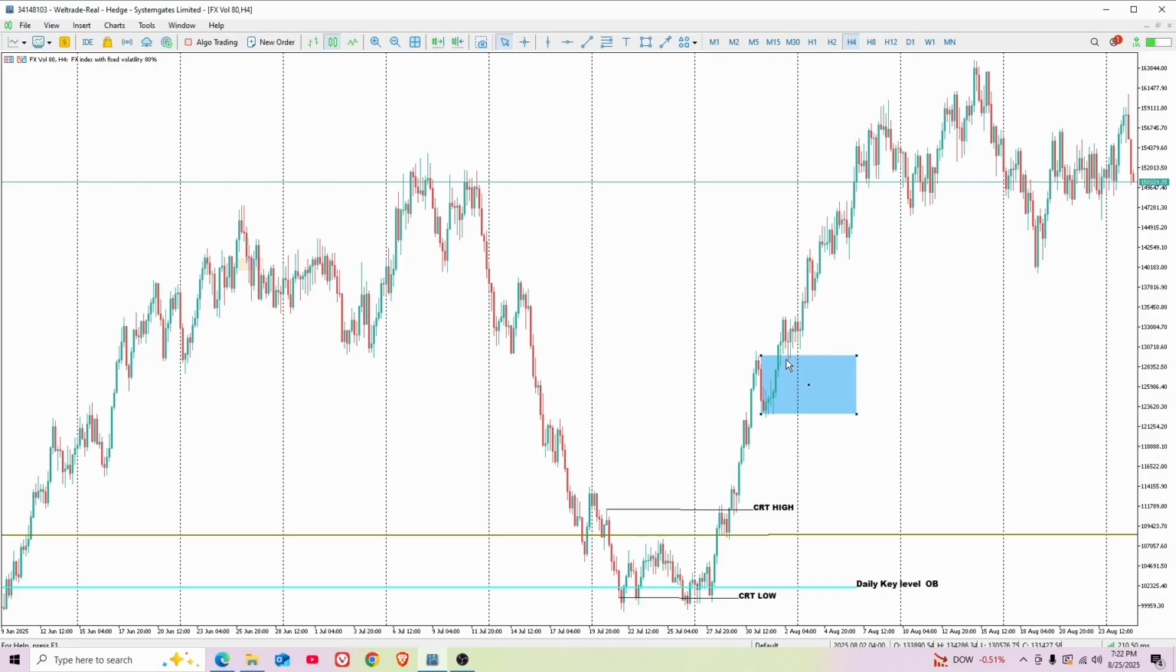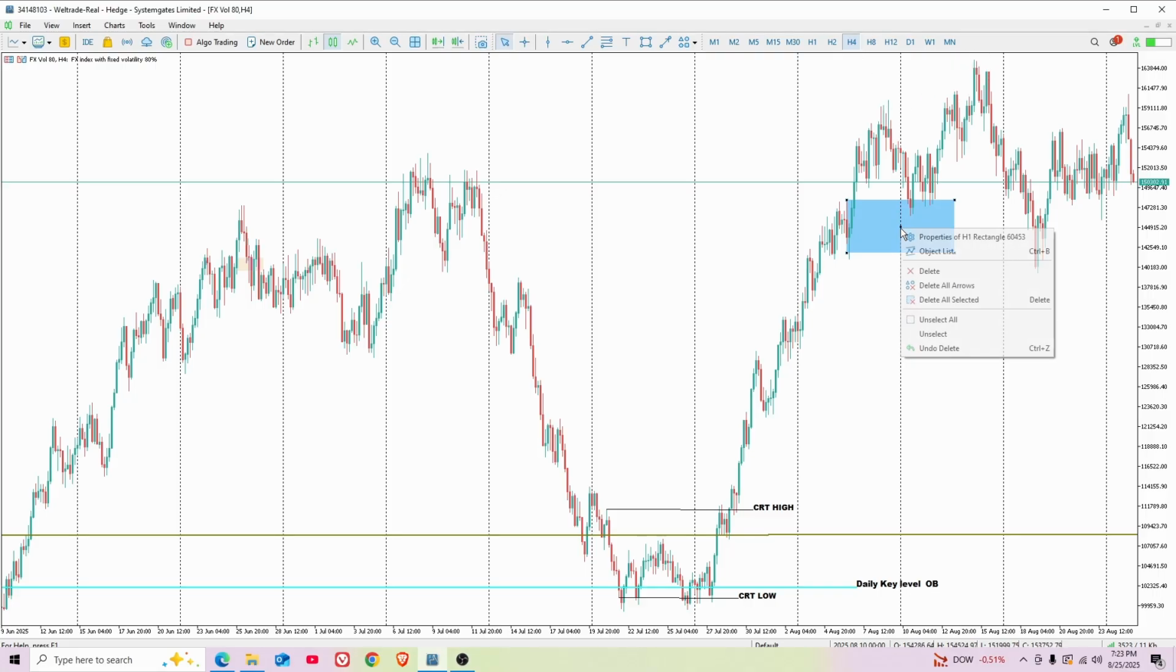We have one more push, doesn't take out the CRT low, and then we push out. Then we have another key level over here in the form of an order block. The market comes, taps into that, we move out. So it goes on and on. Market taps, push out, comes back, we push higher. We have more of that over here. The market comes back, we tap into a key level, and then we push out. We go above those highs on the 4 hour chart.